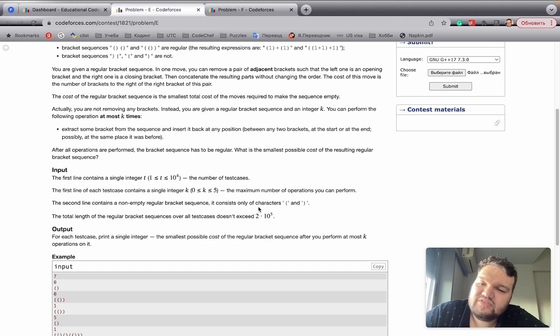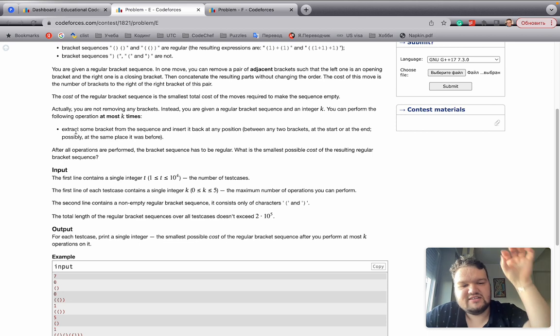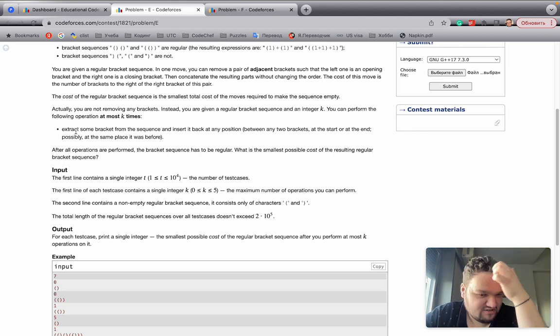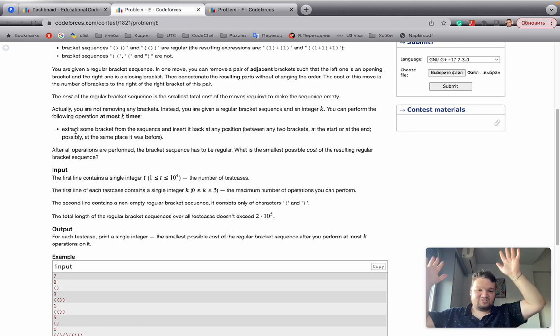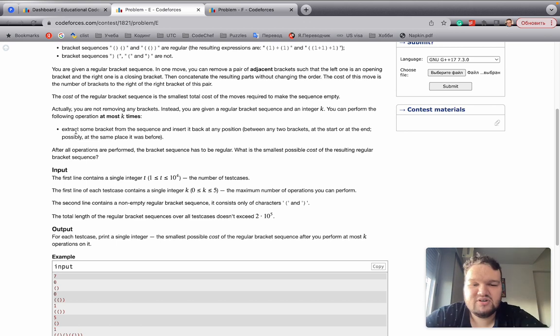So we are given a regular bracket sequence. K times we can take some bracket and insert it in some other place. So we can split this operation into two parts. First, take it out, then insert. But then it's okay if we first take out all the k brackets we are going to take out and then insert them in some order.